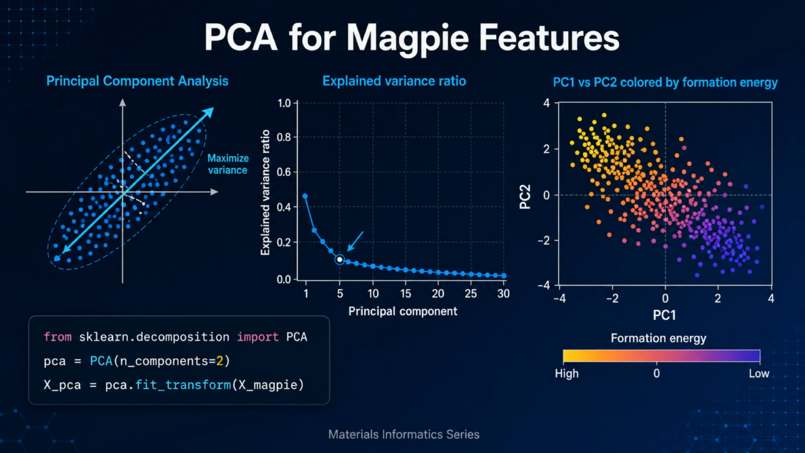Principal component analysis finds directions of maximum variance in the data. The first principal component captures the most variance, the second captures the next most, orthogonal to the first, and so on. For Magpie features, often 10 to 20 components capture most of the variance. The explained variance ratio plot, or scree plot, shows diminishing returns. Two-dimensional PCA plots reveal linear relationships and outliers, but may miss nonlinear structure.